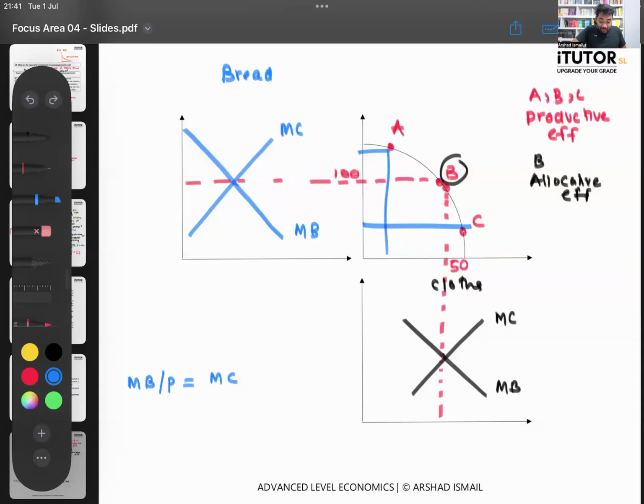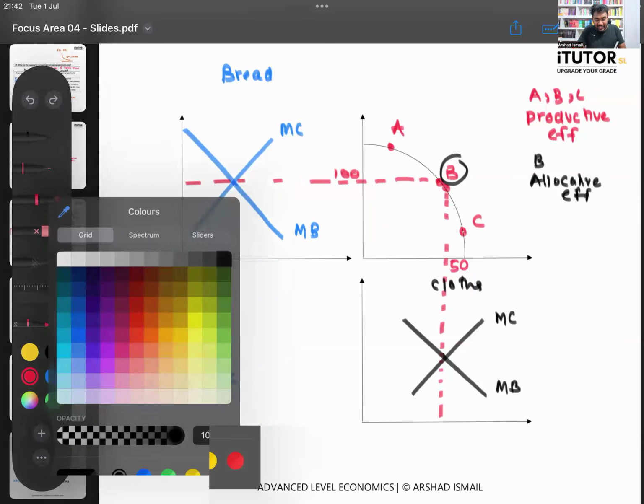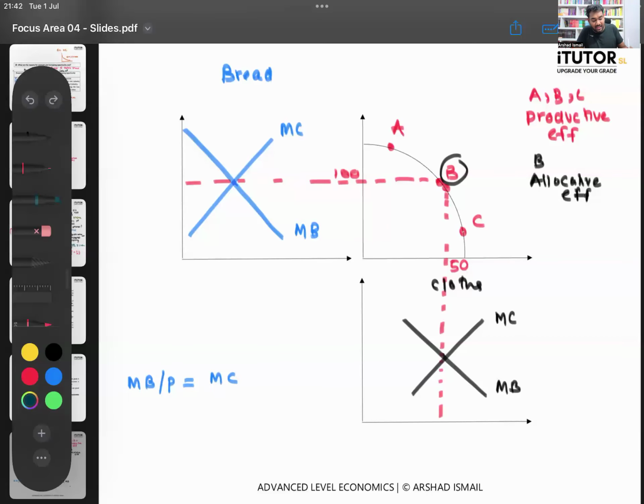So the point where you have both productive efficiency and allocative efficiency becomes economically efficient. So which point in my diagram here is economically efficient? A, B, or C? Where do you have both productive and allocative efficiency? It is point B. So point B is the point that is allocatively efficient. So if you're drawing a diagram, you have to draw all three of these properly.